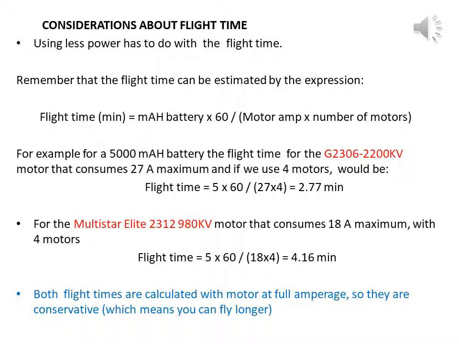For the Motor Multistar Elite 2312, 980 kV, that consumes 18 amps maximum, with 4 motors, flight time equals 5 multiplied by 60, divided by 18, divided by 4, equals 4.16 minutes. Both flight times are calculated with the motor at full amperage, so they are conservative, which means you can fly longer.